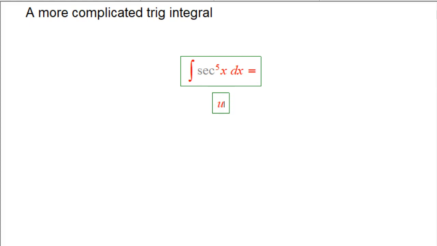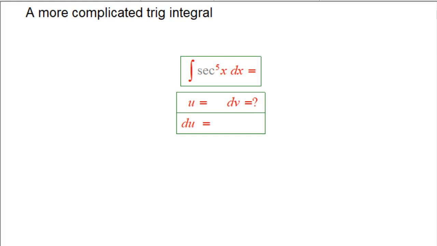We need to set up, if we're going to do parts, we need to choose our u and our v. And of course, that's based on, well, let's just put dv here, I guess. And then that's going to tell us our du and our v. Okay. So it's all about splitting it up. So a fifth power, you could split that up into various things. You could let u be the whole secant to the fifth and dv be dx, that's legal. Or you could take some of those secants, put it with u, and some of them with dv.